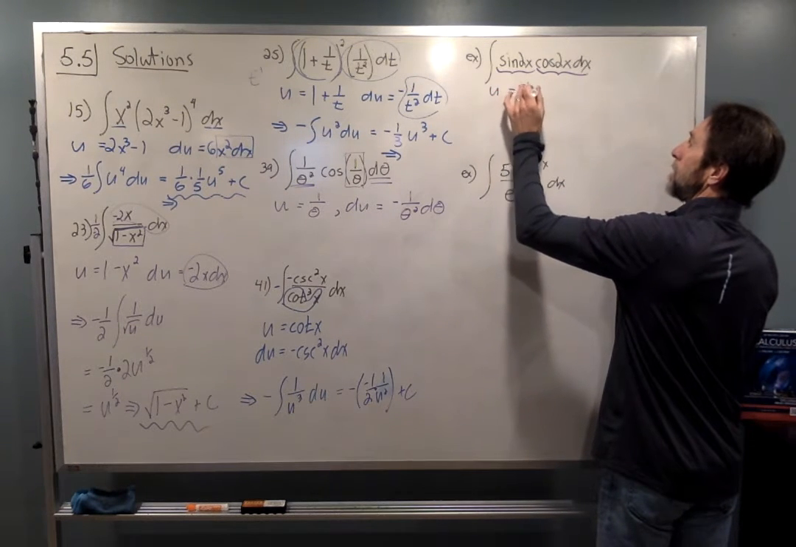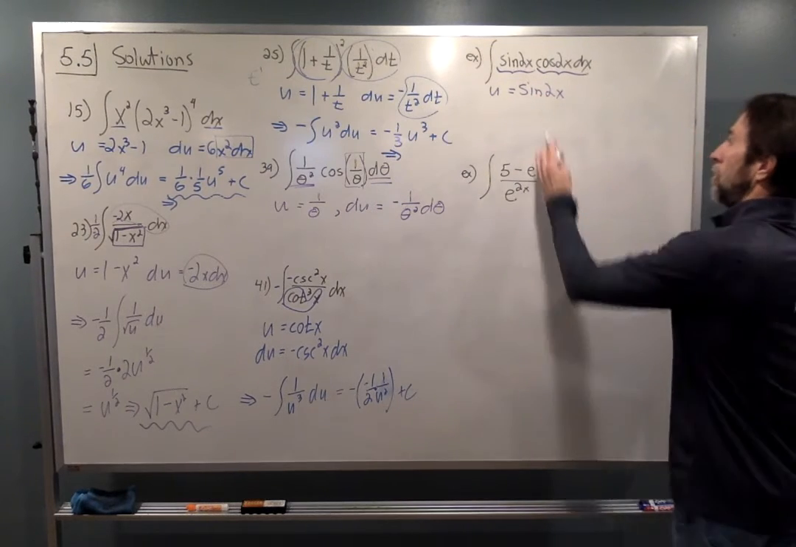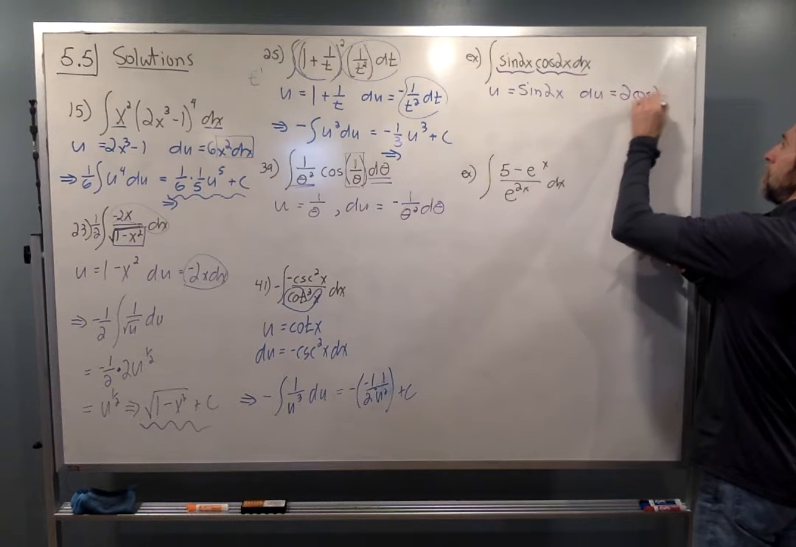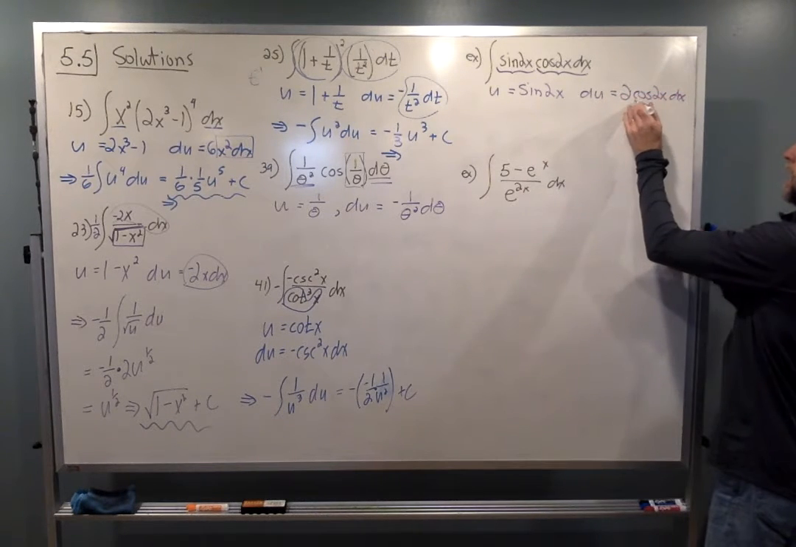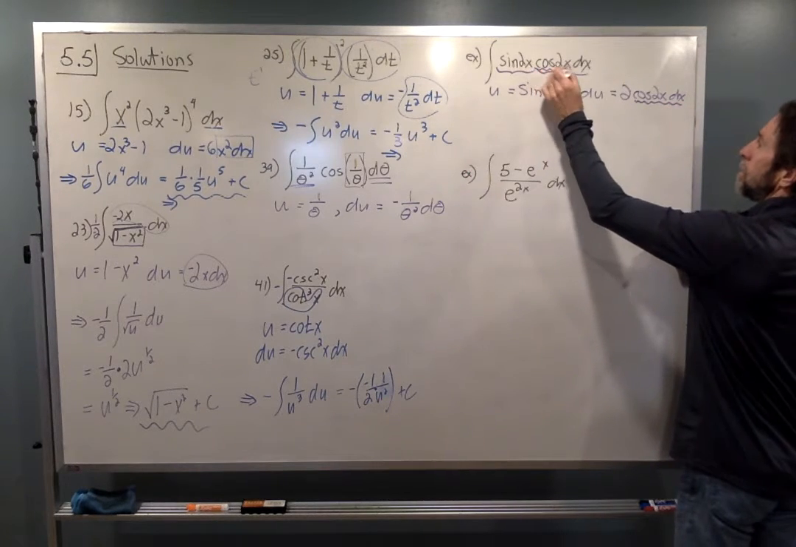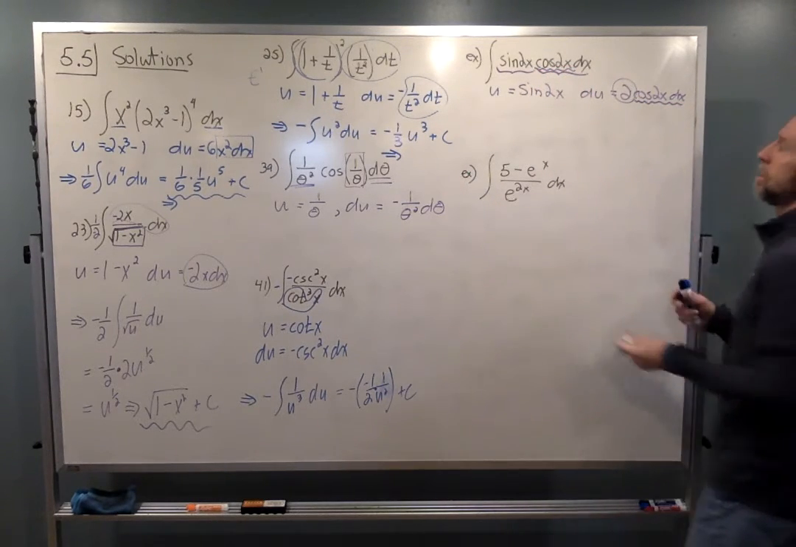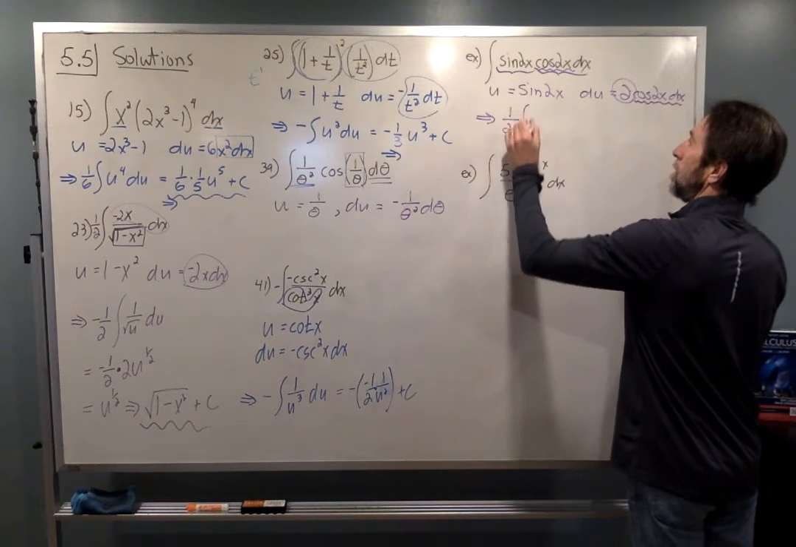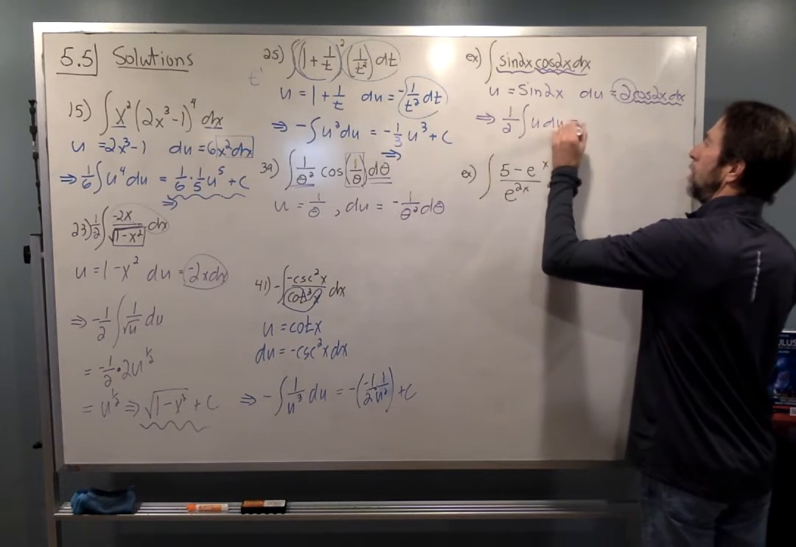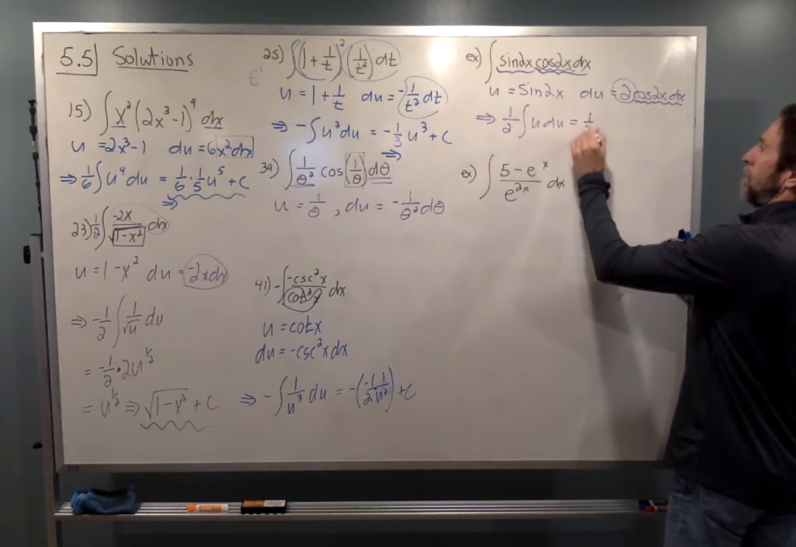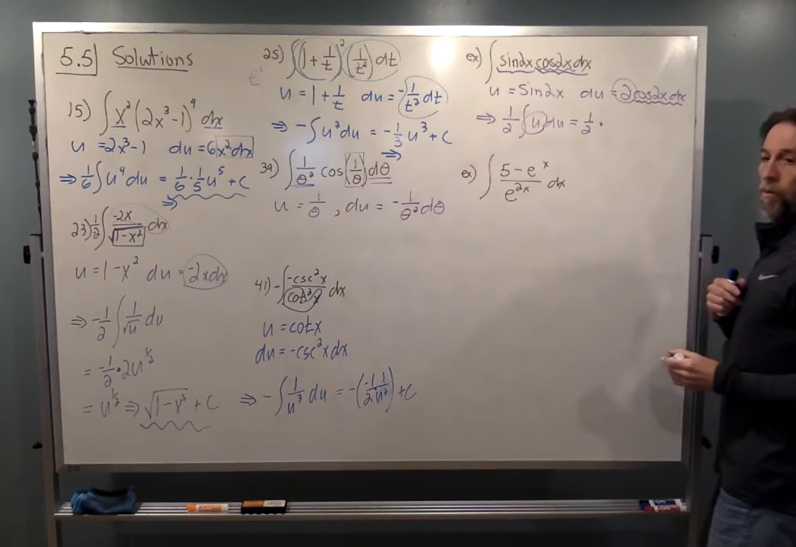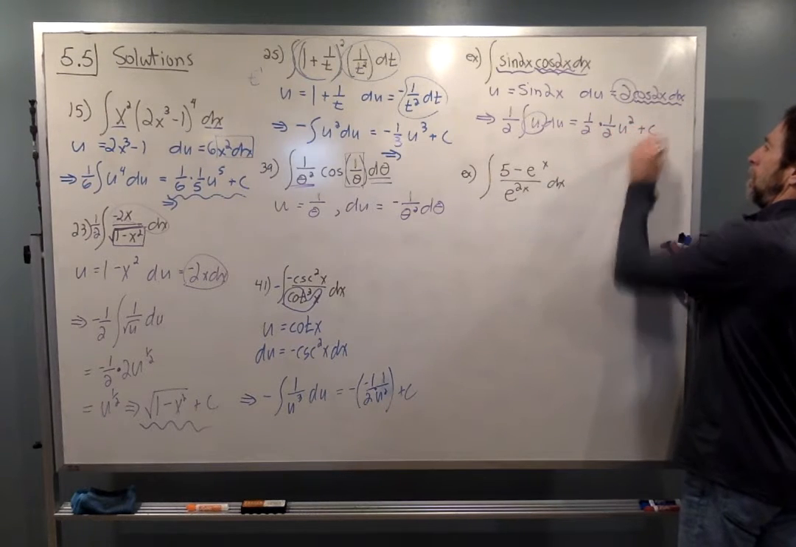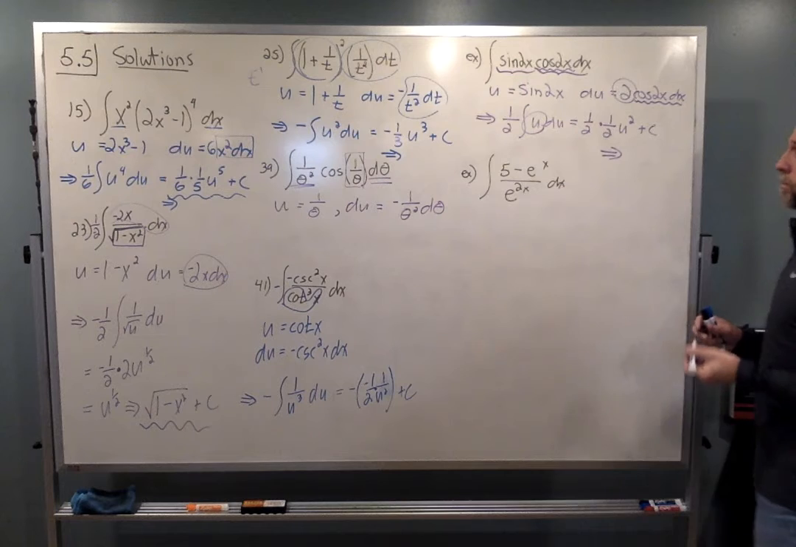U is sine of 2x. The derivative of that is 2 times cosine 2x. Again, I have cosine 2x dx. I don't have that, but I can adjust. So putting this in terms of u, it's just 1/2 the integral of u. So that becomes 1/2 times the integral of this would be basically 1/2 u squared. And now we put it back in terms of x and we're done.